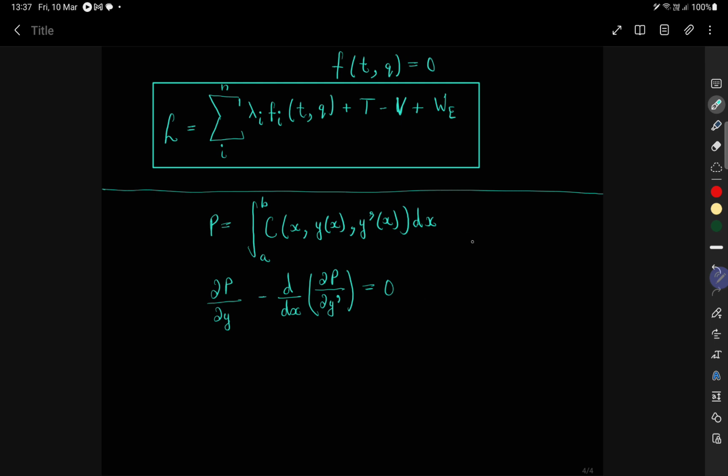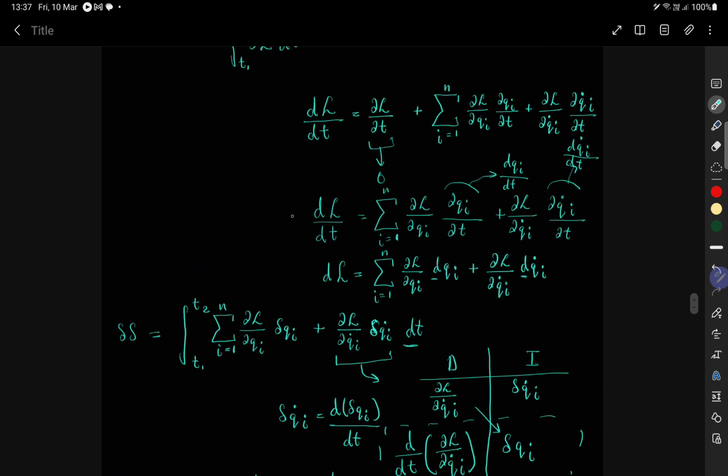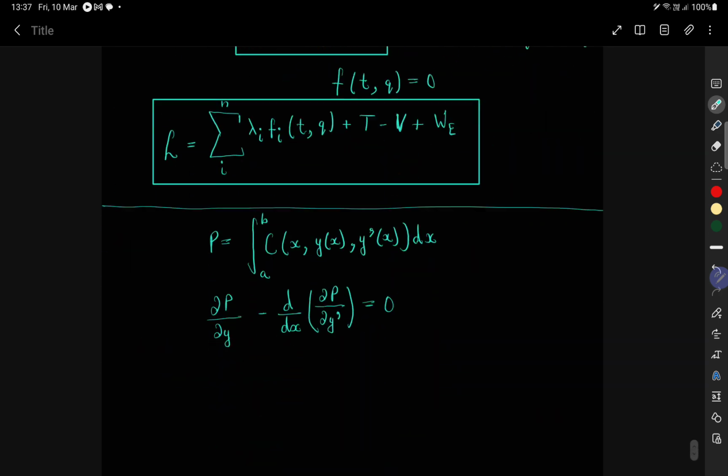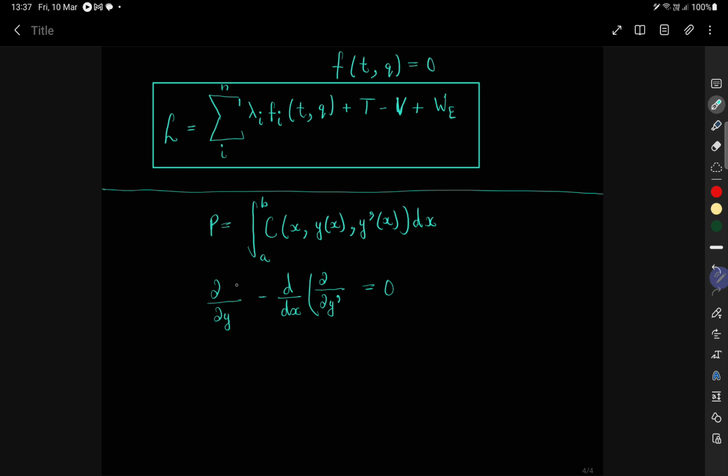Now c has to be, again, independent of x. So if we know that c is independent of x, minimizing p becomes easier, which gives us the Beltrami identity. As we used this before, I'll just use it again, but for c this time. It should be partial c by partial y minus d by dx of partial c by partial y prime should equal 0.